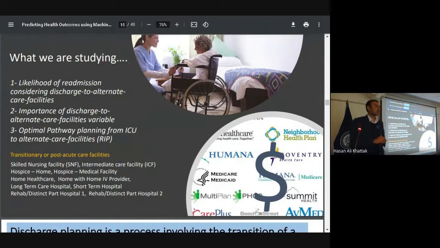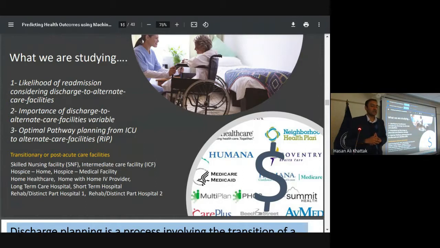For example, a skilled nursing facility where nurses are available just for the medication. There are also some staff available who take care of old people who cannot even eat or go to the bathroom. So there are different levels of transitionary and post care. The first point: we are looking at the likelihood of readmission if we send a patient to a particular transitionary care, based on the demographic factors and the medical history of the patient.